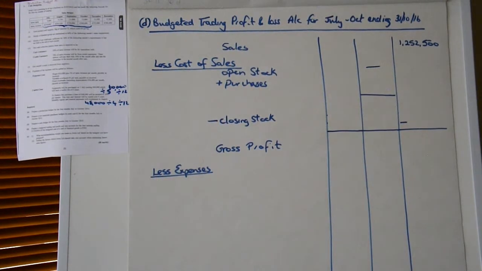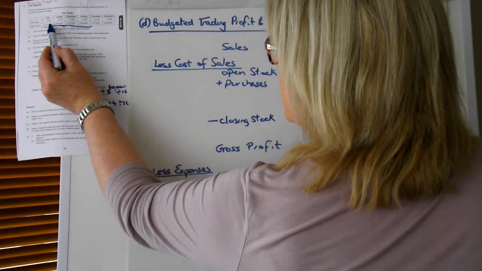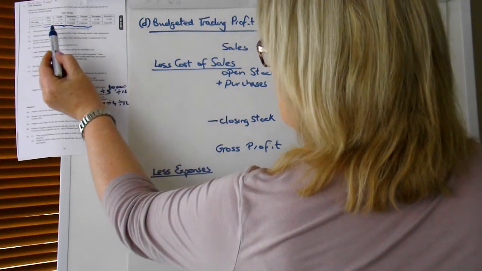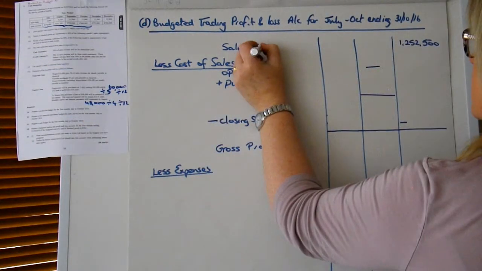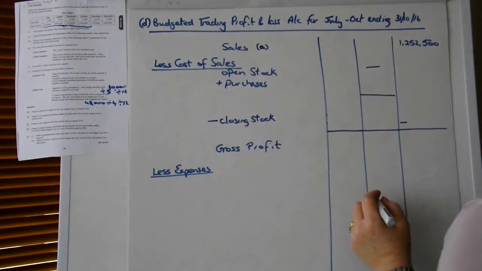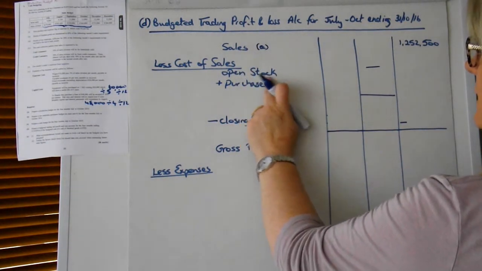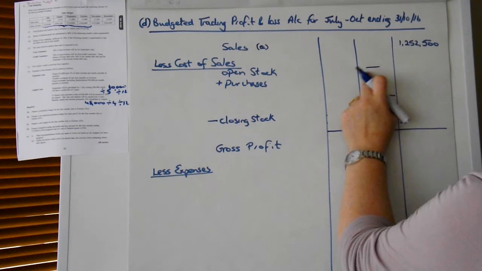So part D of the question requires us to produce a budgeted trading profit and loss account for the 4 months ending 31st of the 10th 2016. Just put in your title and start first of all then with your sales, and the sales figure for the 4 months comes from the question itself. So you simply add up your 4 months of sales there. So that comes to 1,252,500. So just remember that comes from the question itself. In this question we didn't have any opening stock, so I have 0 there.